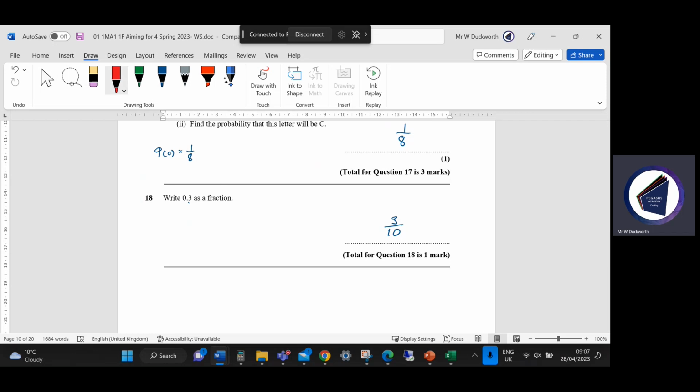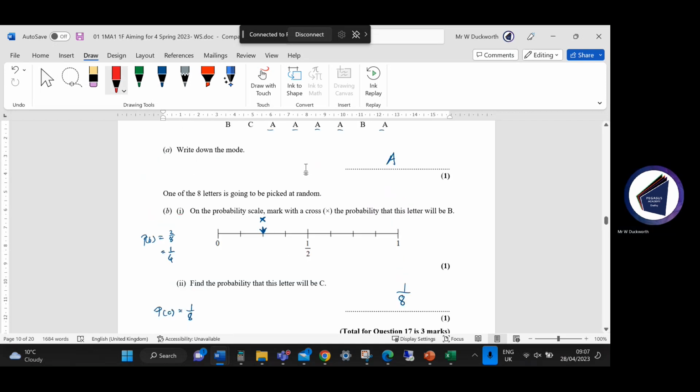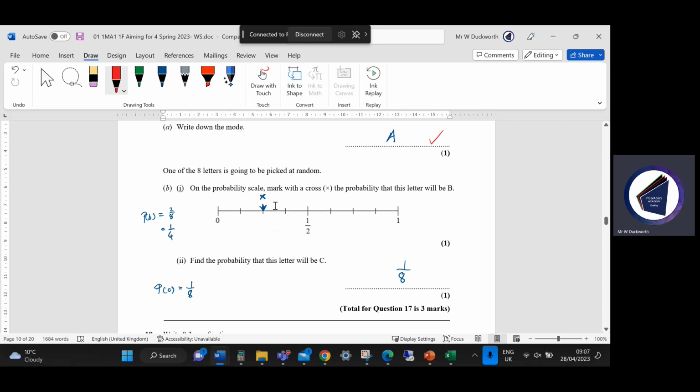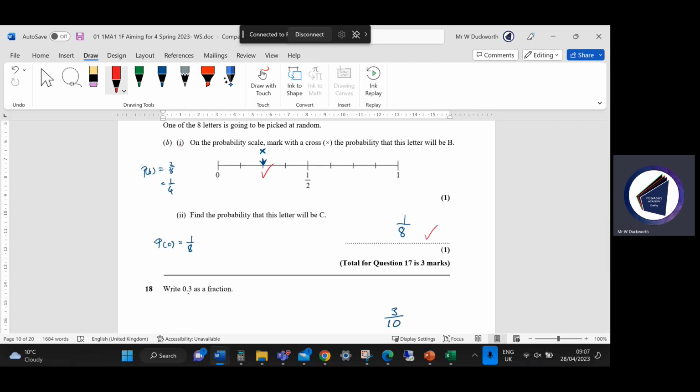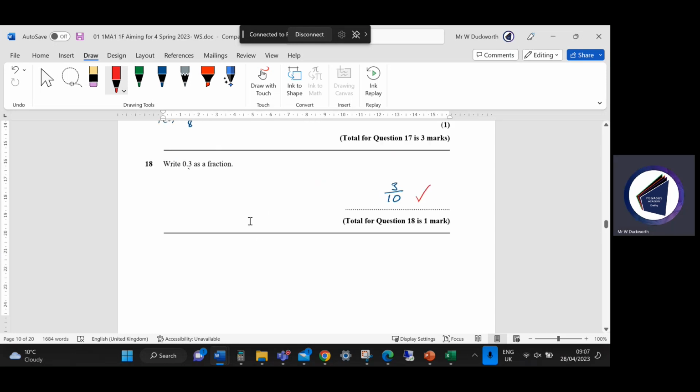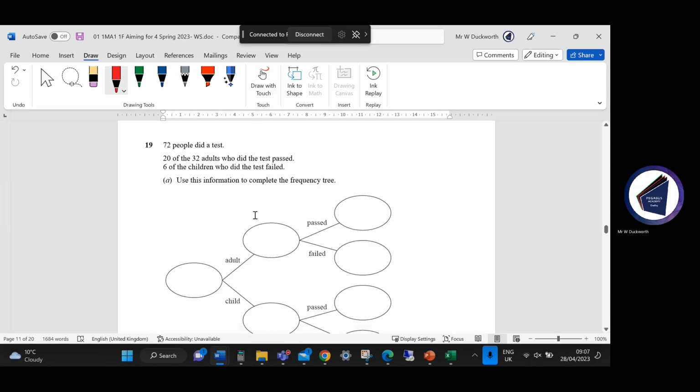Right, so we've got question 17, 1 mark for A, 1 mark for the cross in the correct position, which is there, and then 1 mark for 1/8. And then again, 1 mark for 3 out of 10. There we go then. Right, so if we move on to question 18.